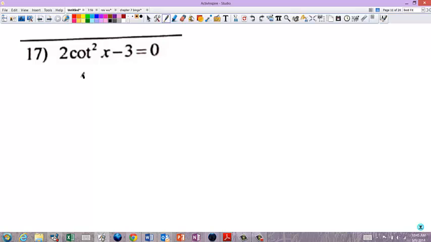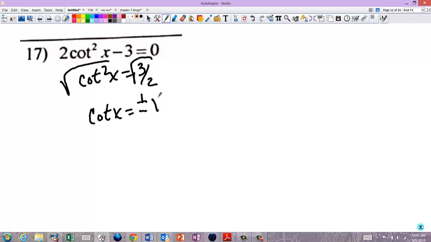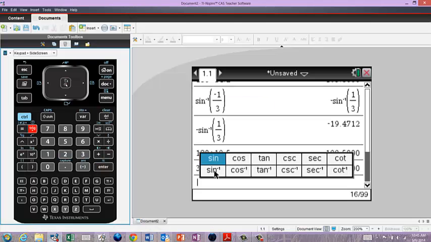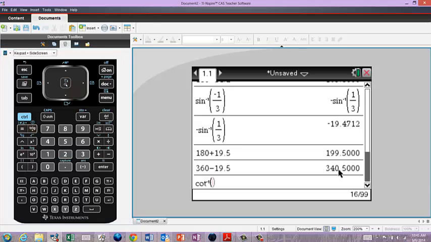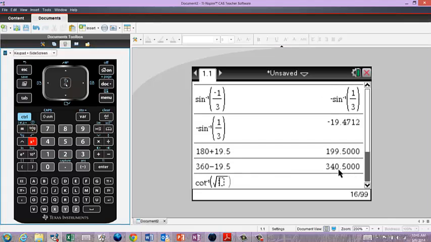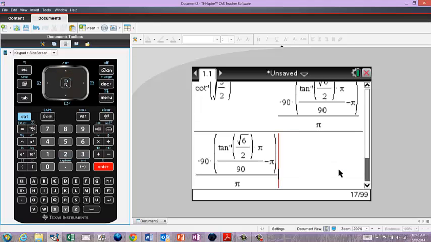This one's not bad. So cotan squared equals 3/2, basically. You add 3 divided by 2, you take the square root. So cotan equals plus or minus the square root of 3 over 2. So where is cotan the square root of 3 over 2? Wait, is it square root of 3 over 2 underneath? Okay, hold on.